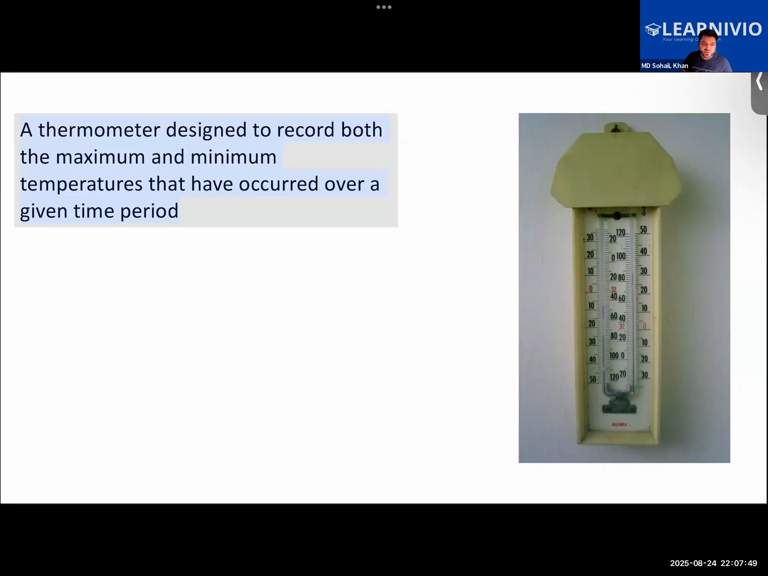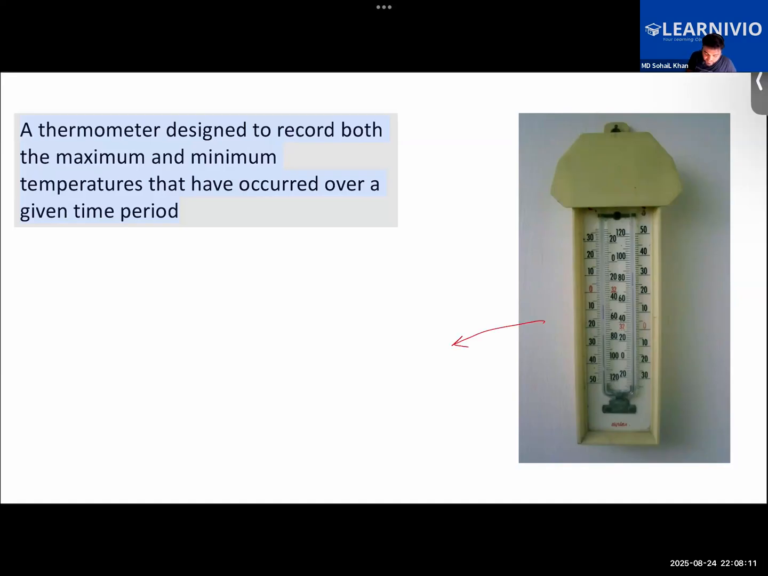Then we have another type of thermometer, called the maximum and minimum thermometer. It measures the highest temperature and the lowest temperature that has been reached in a day. By the way, it does not use mercury. It's not a mercury based thermometer. Let me clarify that. Instead, it uses alcohol.